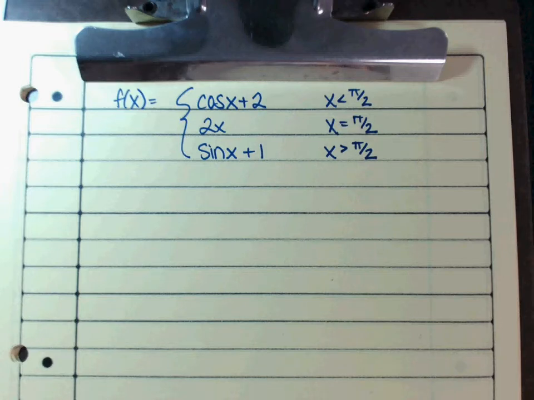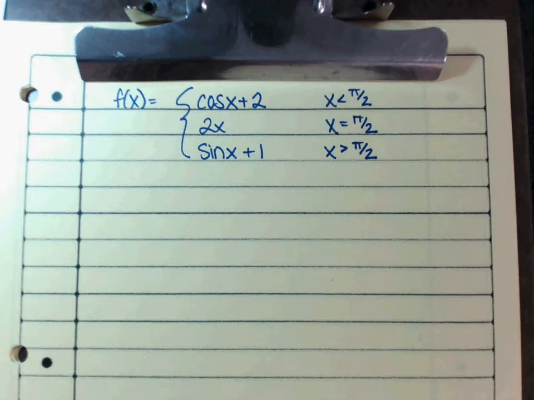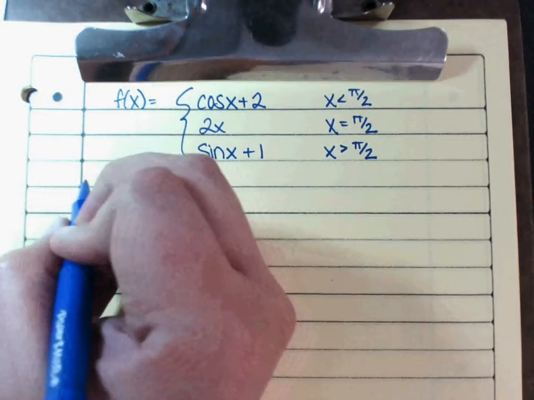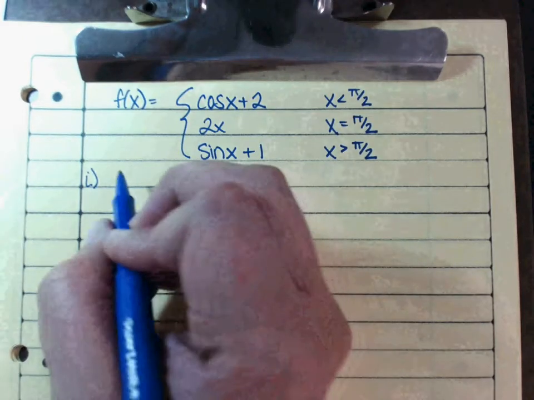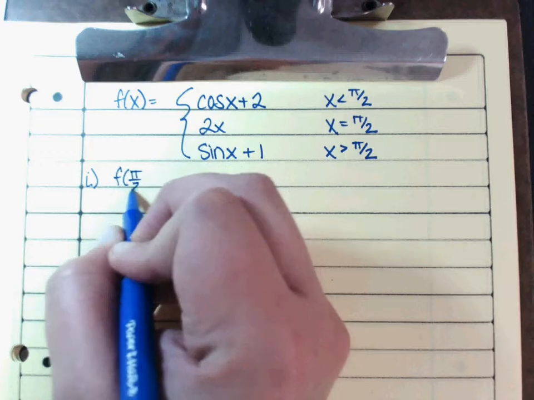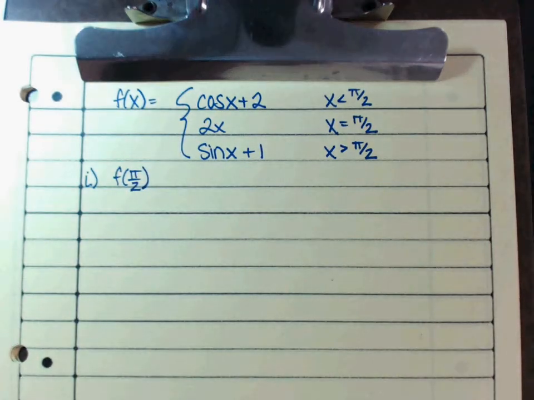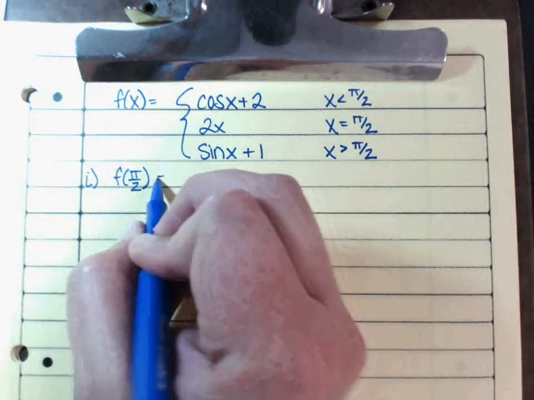Okay, you're going to use the definition to determine if it's continuous or not. What do we do first? Okay, what's our A? Pi halves. So we want f of pi halves. Where are we plugging into? Top, middle, or bottom? Okay, that's going to be included in the middle. Very good. We're plugging in pi halves to 2x.